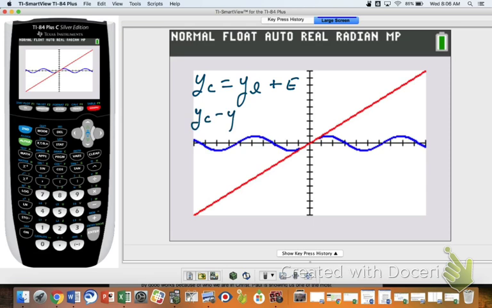Y of curve minus y of line equals error. Does that make sense? So let's see just how bad the error is if I use the line to represent the curve. Make sense? So here's what I would do.